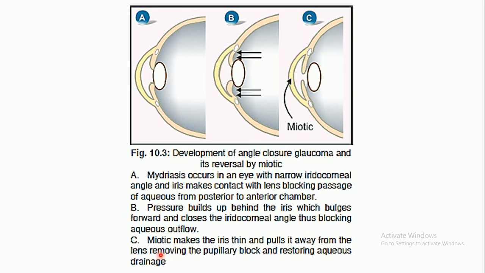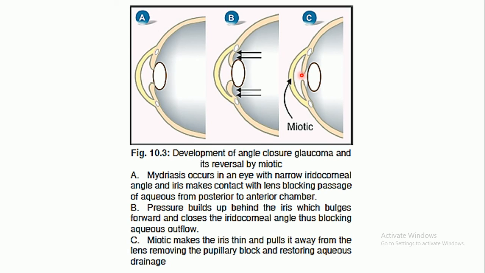What do miotics do? They result in a decrease in the pupil size. You can see over here the pupil size has reduced, right, because of the contraction of the circular muscle, the sphincter pupillae. They contract and result in a decrease in the pupil size.